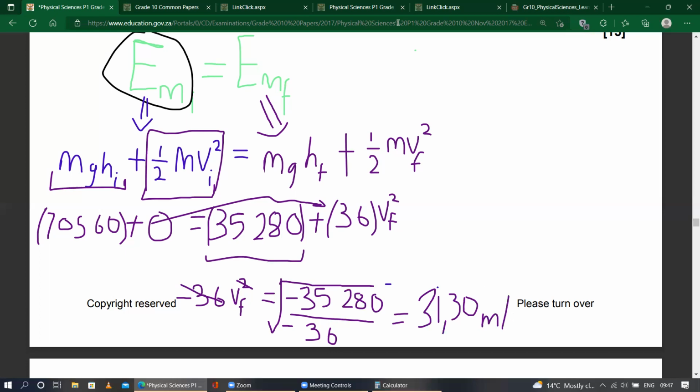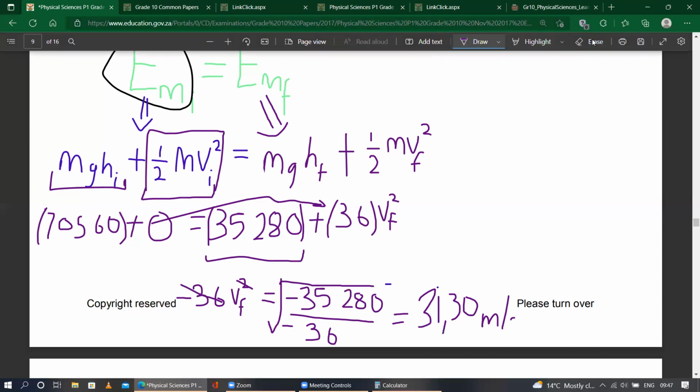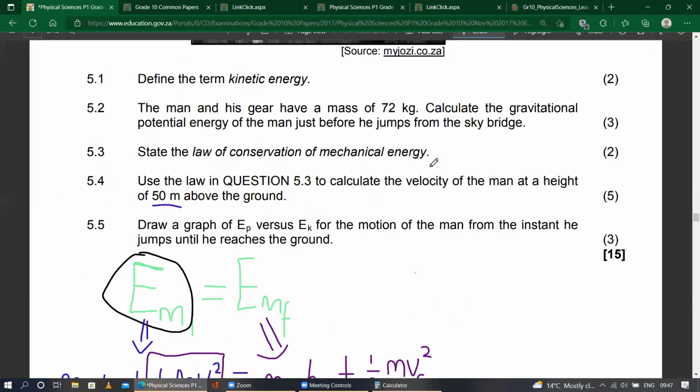Oh yeah, sorry. Let me write in the proper grade 10 manner. It's gonna be meters per second. That's how you write it, right? Yeah. Okay, so that's our answer for 5.4.